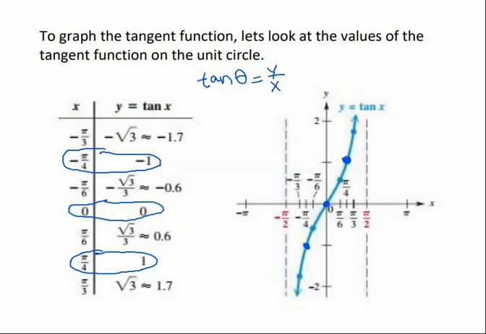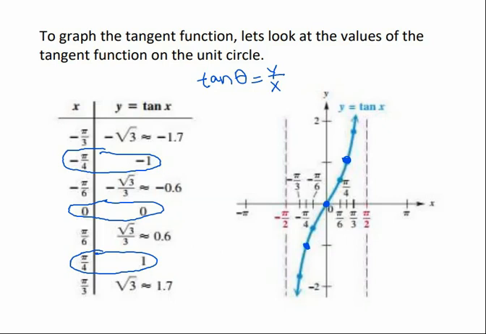Now these dashed lines that we see on the graph, those are called asymptotes. If you'll remember, asymptotes are lines on a graph that your graph gets close to, but it doesn't cross and it doesn't touch. So it gets really, really close to those borders, but they don't cross and they don't touch. So that's what these marks are on the graph of tangent.